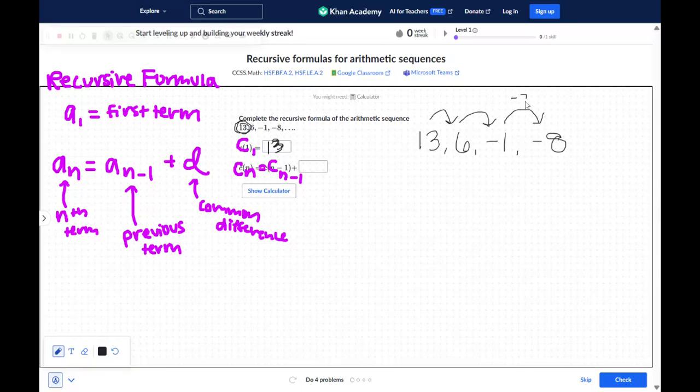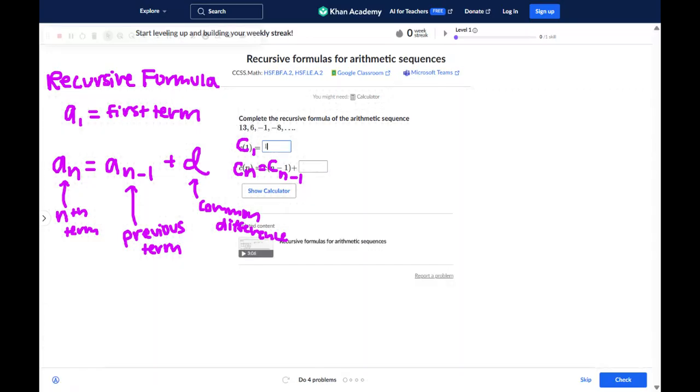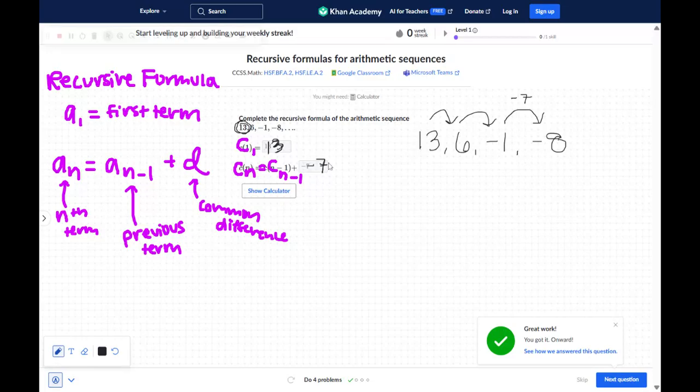It looks like we're subtracting 7, right? Let's check. Okay, 6 minus 7, yep, -1. 13 minus 7, calculator, yep, would also work. So it's going to be -7. It's decreasing, getting smaller and smaller. All right, let's plug those in and see if our answer is correct. 13, and I can't change it to positive, so -7. Okay, hooray!